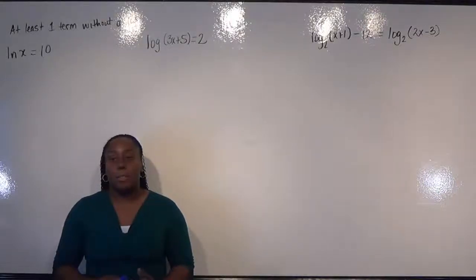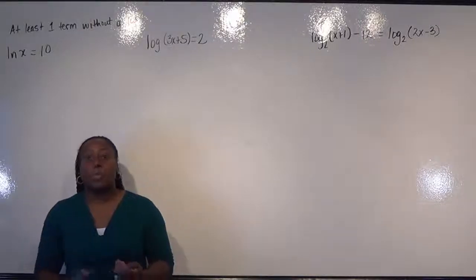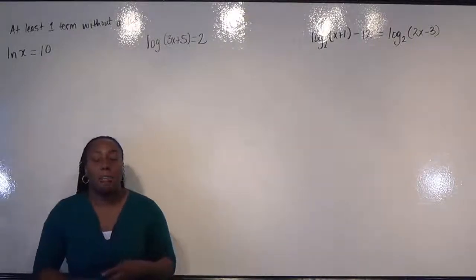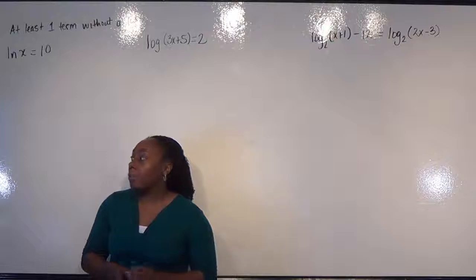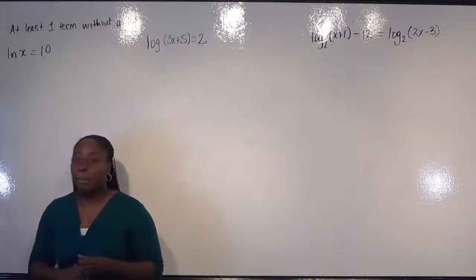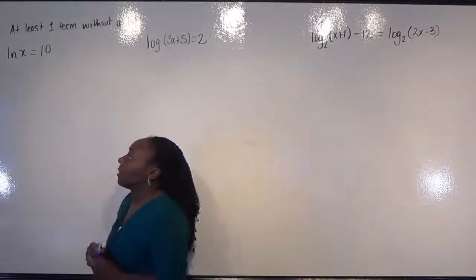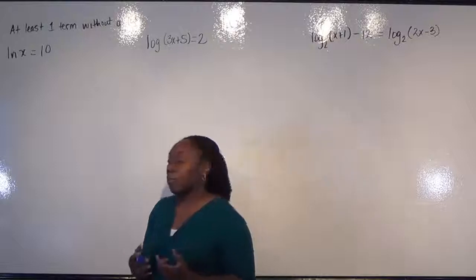In this next set of examples, we're going to look at logarithmic equations where at least one term does not have a log in it. We're going to start out with kind of the nicer ones, and then we'll look at one that's a little bit more involved. So this first example, ln of x equals 10, would be our first example.